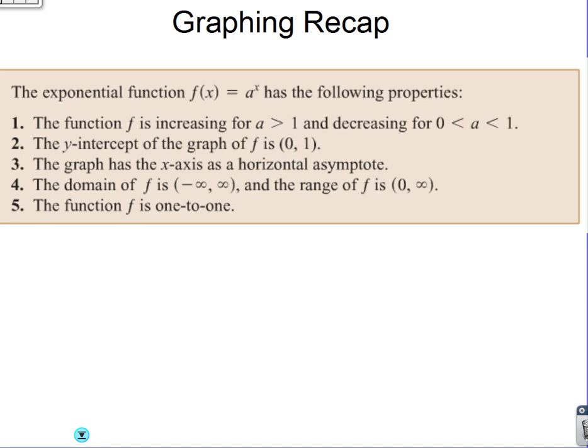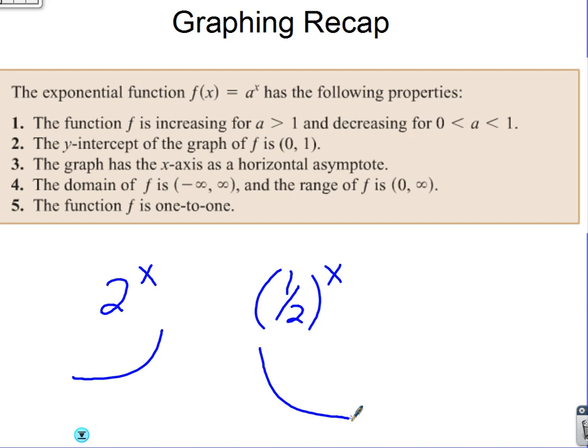Graphing recap. Well, we will go over this. A function is increasing if your a value is greater than 1, and your a value is what you're raising to the exponents. So if you've got like 2 to the x, that's going to be an increasing function. That's going to be something like that. If you have an a value that is less than 1, 1/2 to the x power, that's going to be a decreasing function, exponential decay, because you're taking half of it each time.